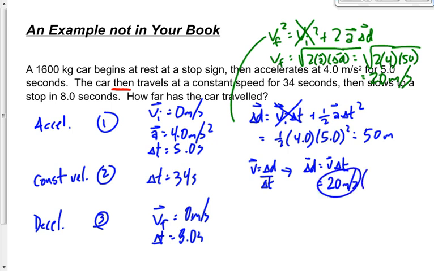And the time here is 34 seconds. 20 times 34, is that going to be 680? 680 meters.